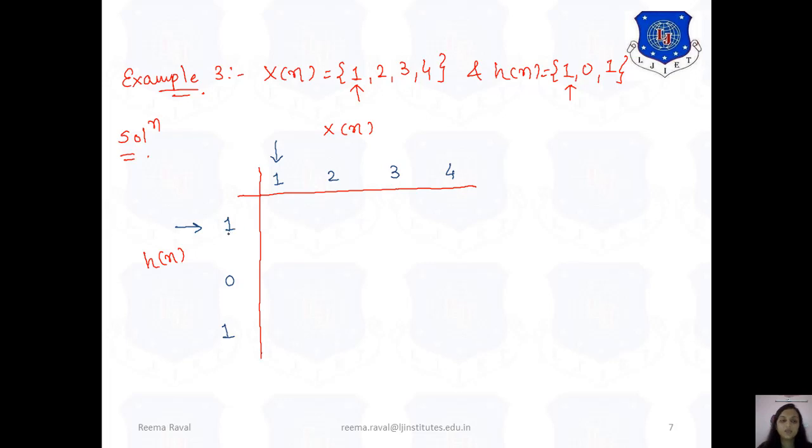Now let us multiply with the respective values. So 1 into 1 is 1, 1 into 2 is 2, 1 into 3 is 3, 1 into 4 is 4. Then 0 into this entire set of values will give you 0. Then 1 into this entire set of values will give you 1, 2, 3 and 4. Now, in the same way, we take the partitions, or make the segments. So it will be like this.